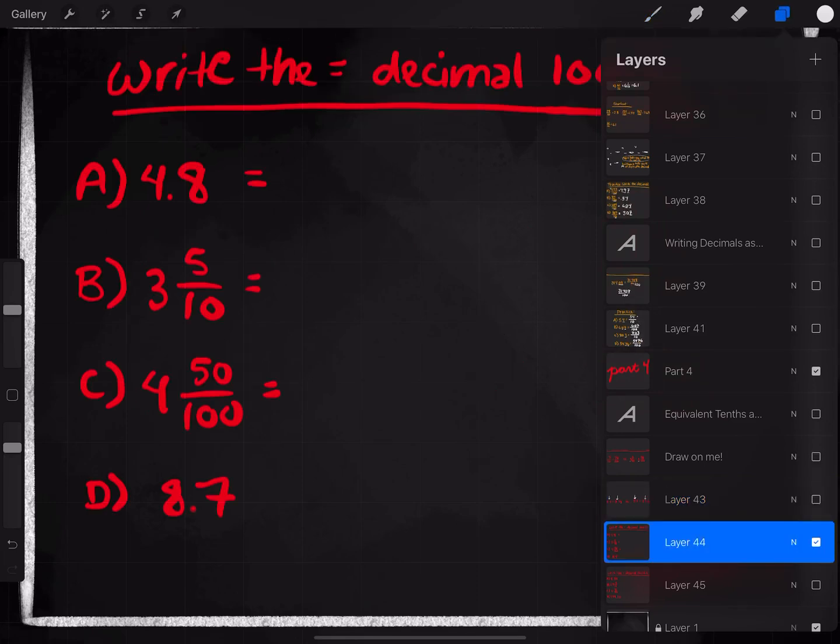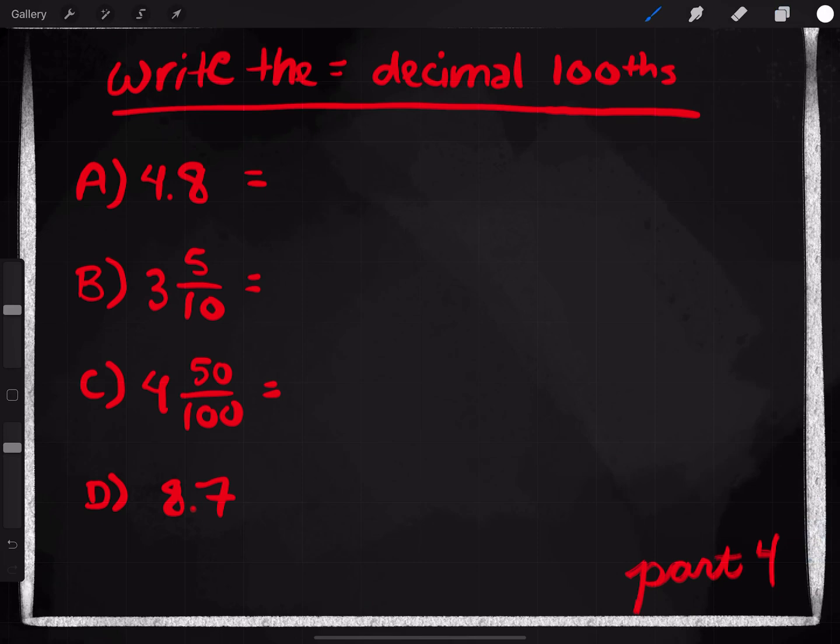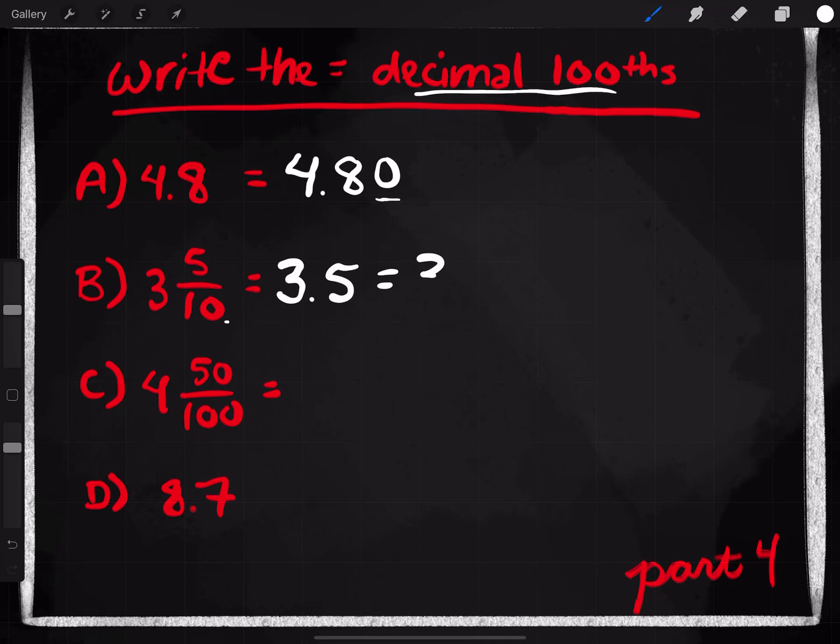All right, so write each of these as decimal hundredths. Pause the video and give it a try. Then I'll show the answers here. So 4.8 would be the same as 4.80. You need that to be in the hundredths place if you want to write decimal hundredths. Okay, now this one is a fraction, so I'm going to change it into a decimal first, 3.5. Okay, it's not in hundredths yet though, so I'm going to change it to 3.50.